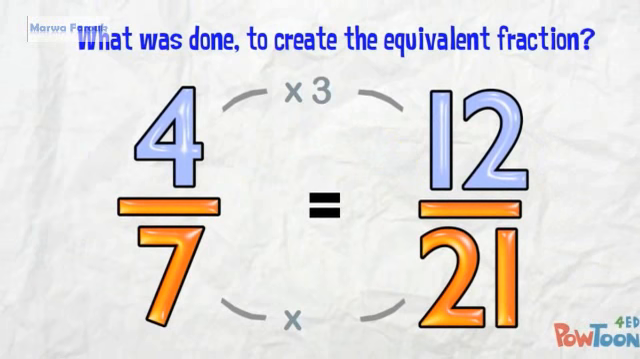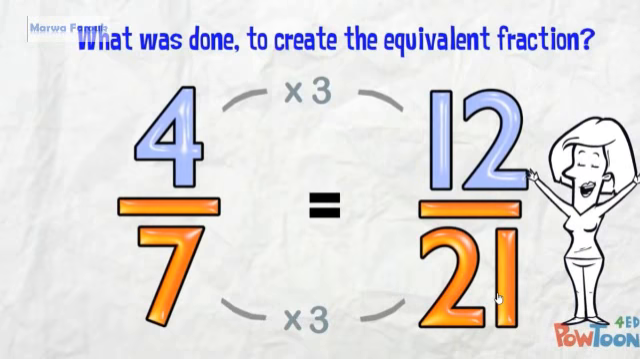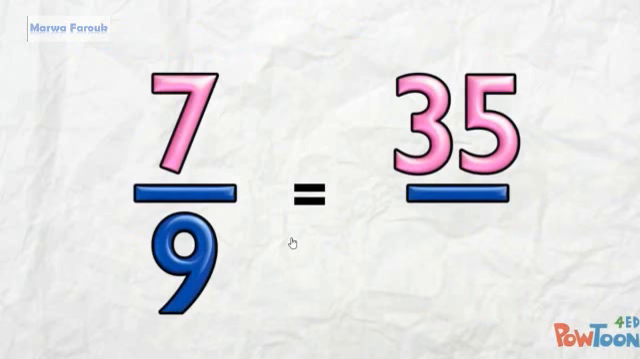We will multiply by 3. And whatever I do to the top, I have to do to the bottom. So 7 times 3 also equals 21. So we got here two equivalent fractions by the factor of 3. Okay, let's see another example.